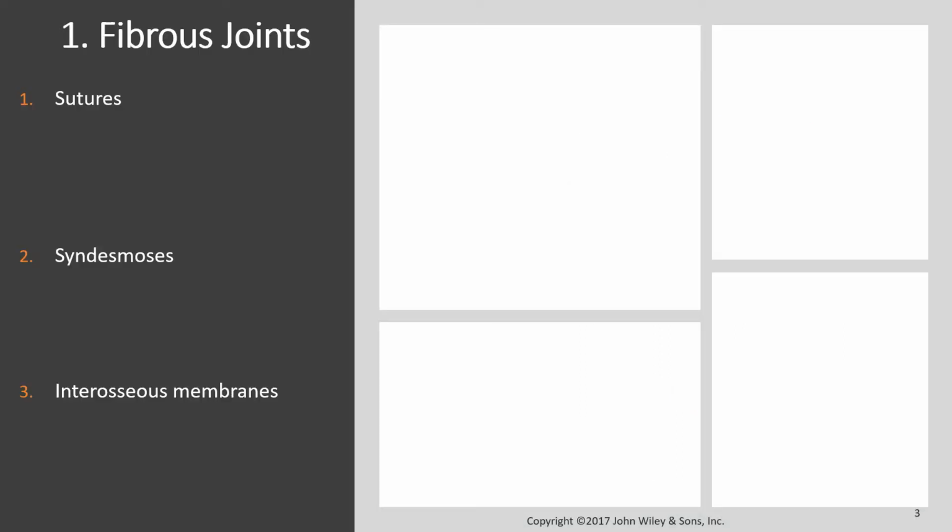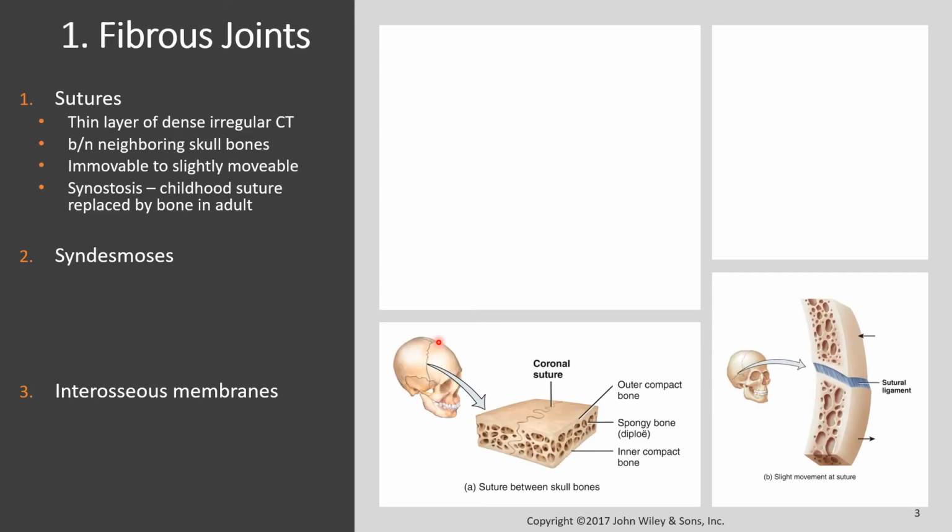So the fibrous joints, and I don't think I mentioned this on the other slide, if you look at them functionally, they're all going to be synarthrosis, meaning that they're immovable to slightly movable. But here we're classifying them as far as how they're structured. So a fibrous joint is either going to be a sutural joint, a syndesmosis, or an interosseous membrane. So we're going to look at each of these three. Suture joints, we've already talked a little bit about. Those are those joints in your skull between the bones.